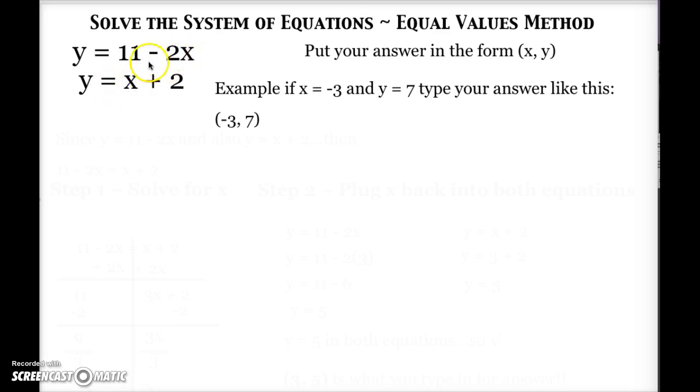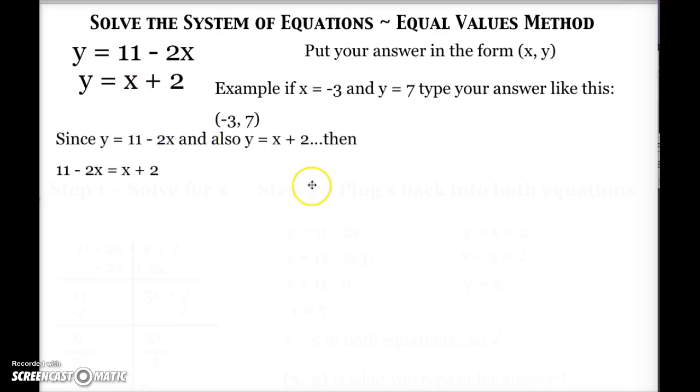In the top equation, my y-intercept is 11 and my rate of change or slope is negative 2. In the bottom equation, my y-intercept is positive 2 and my rate of change or slope is going to be positive 1. So let's go ahead and try and solve this way.